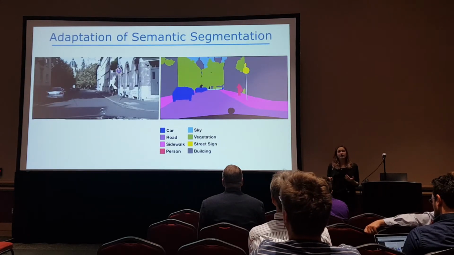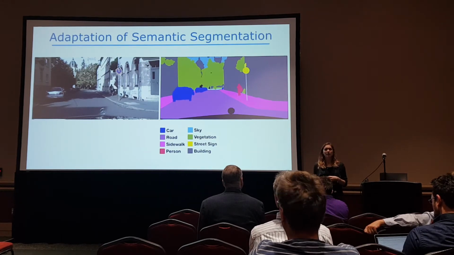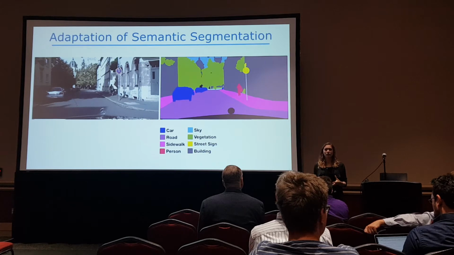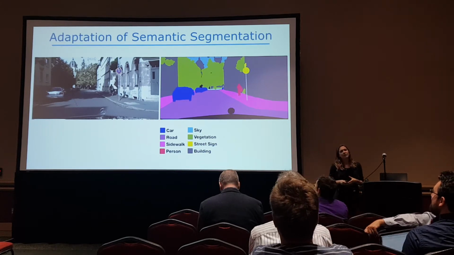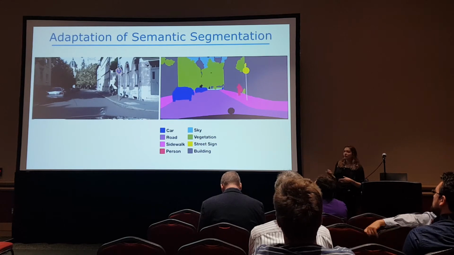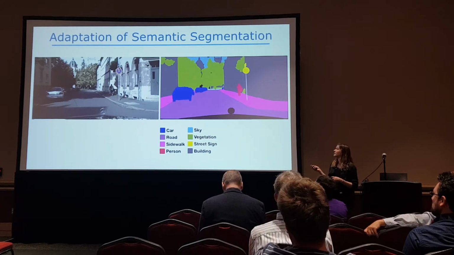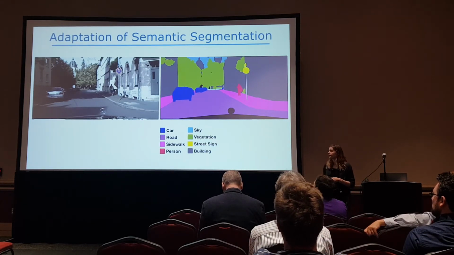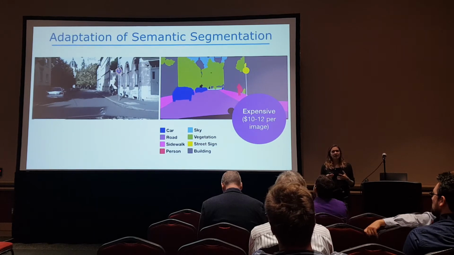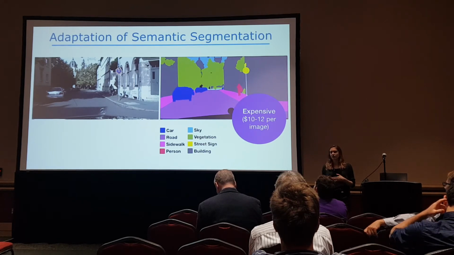And so another example that we've looked at is being able to adapt for semantic segmentation in driving scenes. So semantic segmentation, of course, is being able to produce a pixel level output that specifies the semantics. In this case, things like cars and road. And this kind of data is really expensive to annotate. In a data set we're collecting at Berkeley, it was $10 to $12 per image.